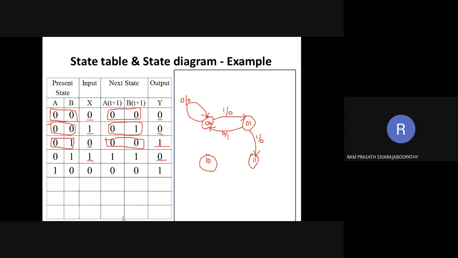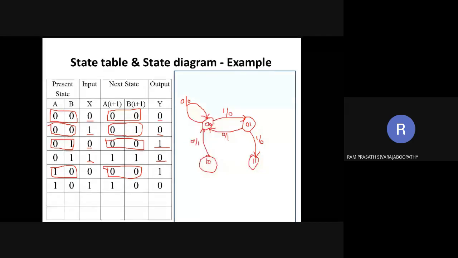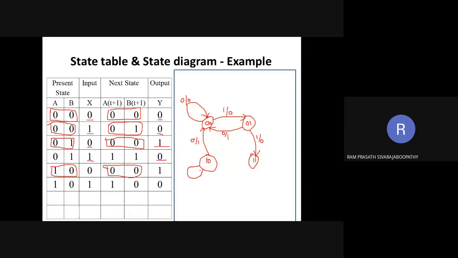So from 1 0, it is moving to 0 0. So what do I have to do? From 1 0, from here to here, the input outputs are 0 by 1. Fine. Then 1 0 to 1 0: a self loop we have to put on 1 0. What about the input output? 1 by 0.